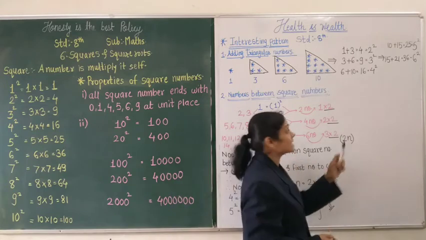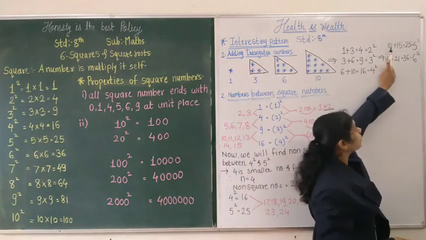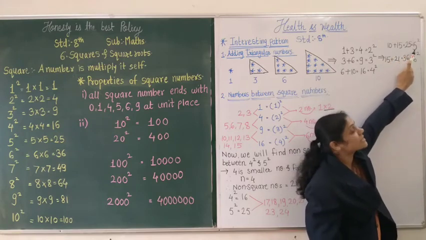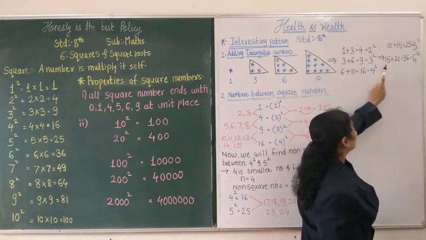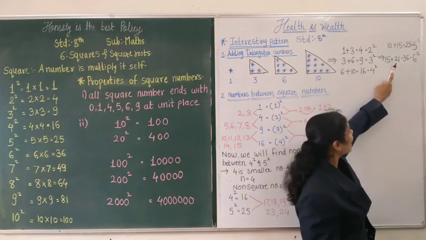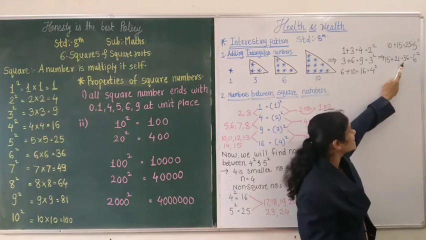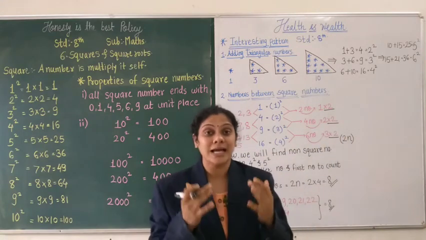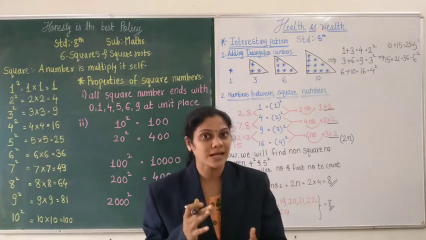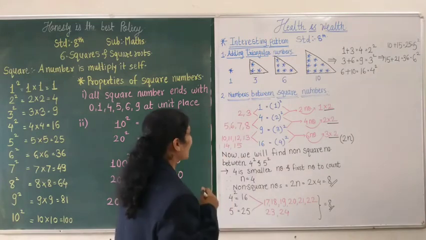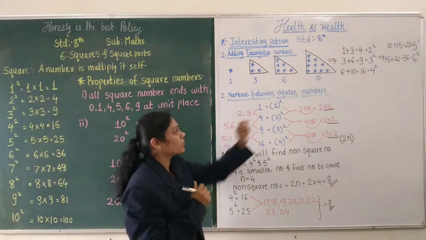So look here at the next one. 10 and 15, both are triangular numbers, and if we add them, we get 25, which is the square of 5. 15 and 21 are both triangular numbers, and if we add them, we get 36, which is the square of 6. So like that, with the help of adding triangular numbers, we can find the square numbers.